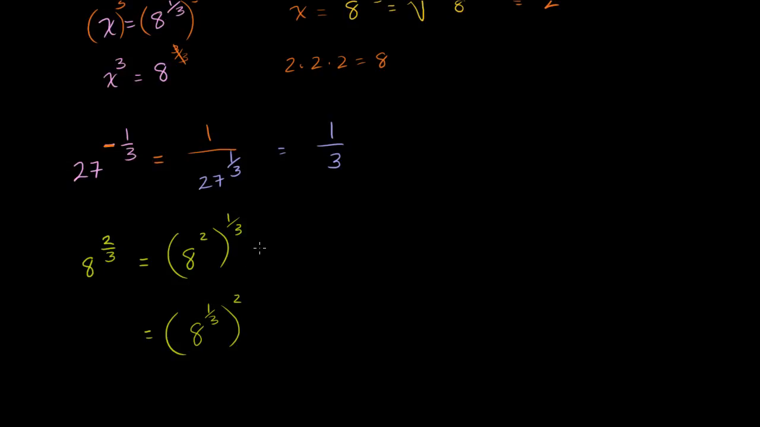Because either way, when I multiply these exponents, I get 8 to the 2/3. Let's verify for ourselves that we really do get the same value. So 8 squared is 64. And we're going to take that to the 1/3 power.